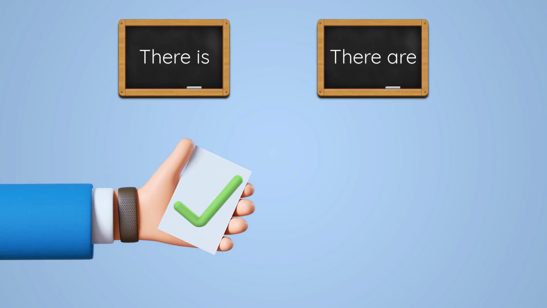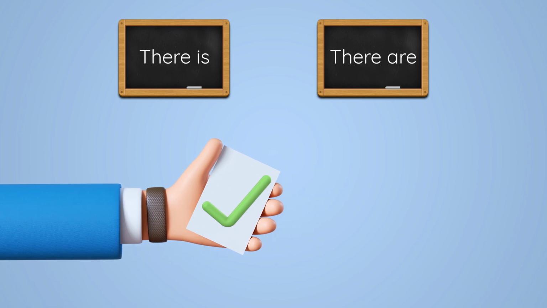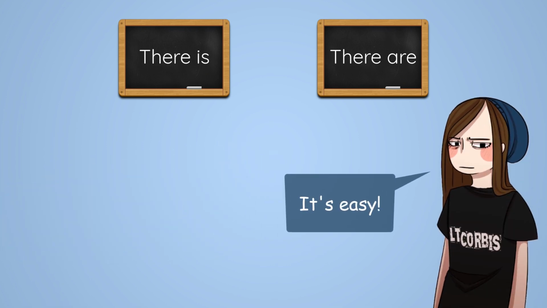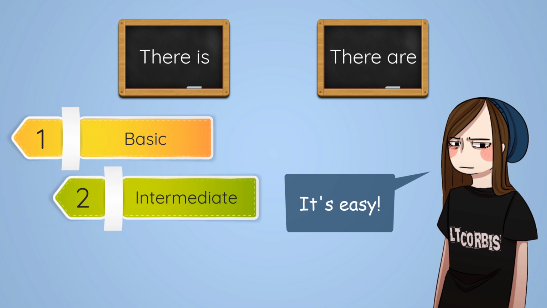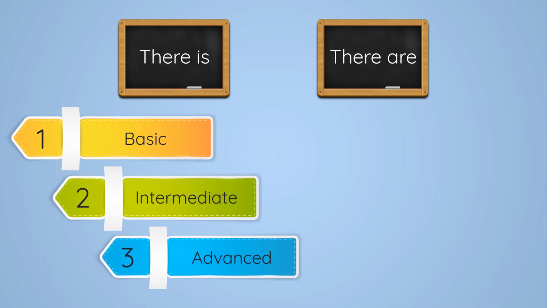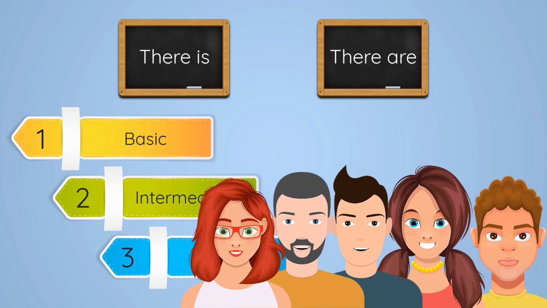In this video, I'll show you how to use the expressions there is and there are correctly in English. Now, it might seem that these are very easy, but we're going to talk about them at a basic level, at an intermediate level, and at an advanced level. So this lesson is for everyone, okay?